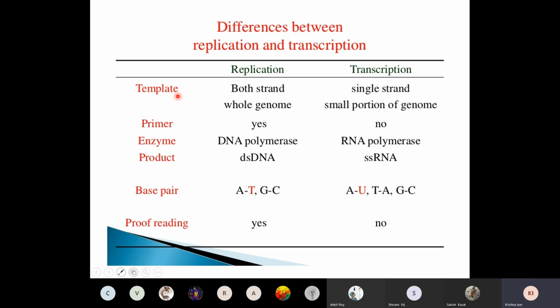Okay, so in case of replication, both strands act as a template, and the whole genome is copied to give you a duplicate in a sense. But in transcription, either one of the strands is a template at a given moment, and this is read to give you a copy of RNA, and this is usually constrained or limited to a small portion of a genome at a given time.